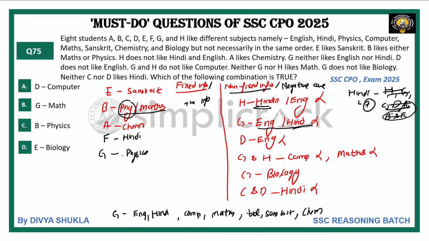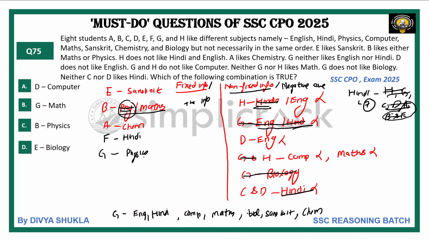If physics is there, physics is being liked by G, that means B is liking maths. Now you have got 1 2 3 4 5, so 5 subjects are fixed. So what you can do, you can just eliminate this point here. Eliminate points with respect to G, and also you can eliminate points with respect to Hindi also, because all of these are fixed. Now understand, so 5 were fixed.